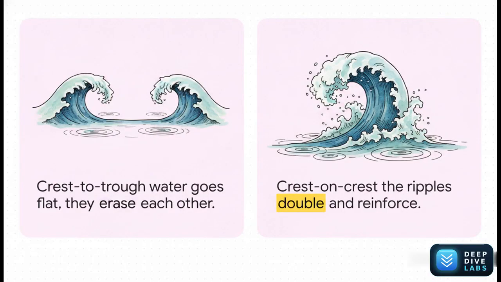Think of dropping 2 stones into a totally calm pond. Those in-between quantum states behave exactly like ripples in water. In the spots where a wave's crest meets a trough, the water just goes completely flat, right? They perfectly erase each other. But where a crest meets another crest, those ripples double up and reinforce each other.